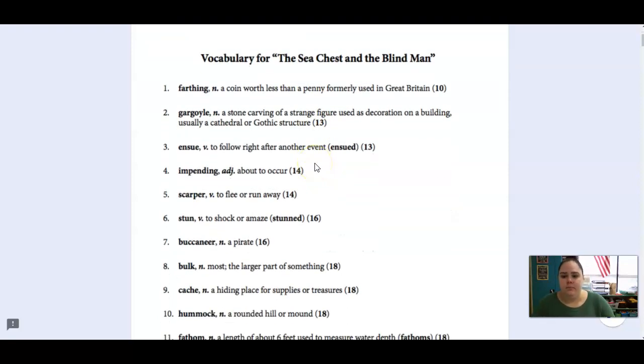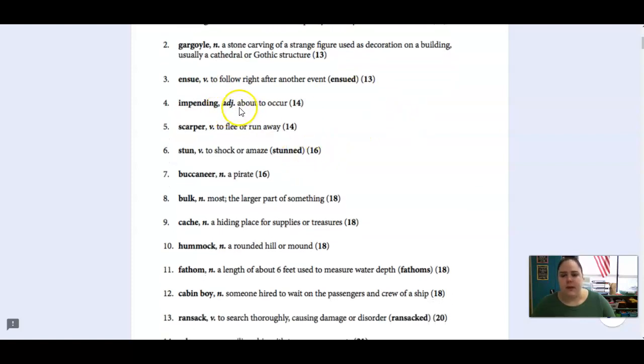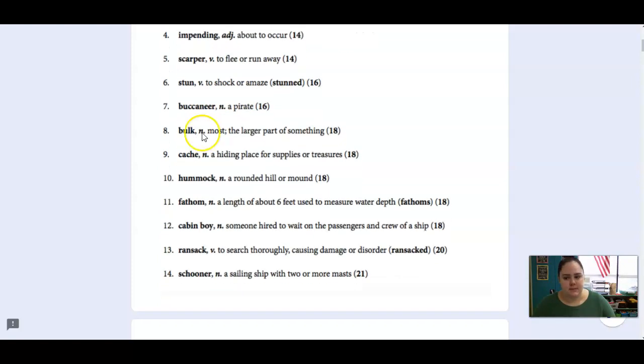So here's your vocab. Farthing is a noun, and that is a coin worth less than a penny, and this was used in Great Britain. A gargoyle is a noun, and that is a stone carving of a strange figure, and they're usually decorations on buildings. Ensue is a verb, to follow right after another event. Impending is an adjective, about to occur. Scarper is a verb, and that means to flee or run away. Stun is a verb, to shock or amaze.